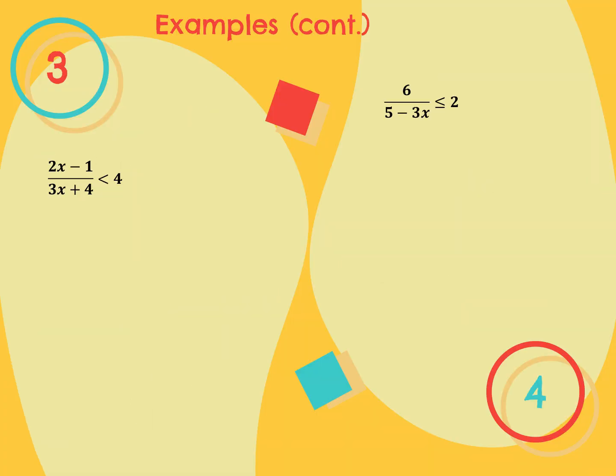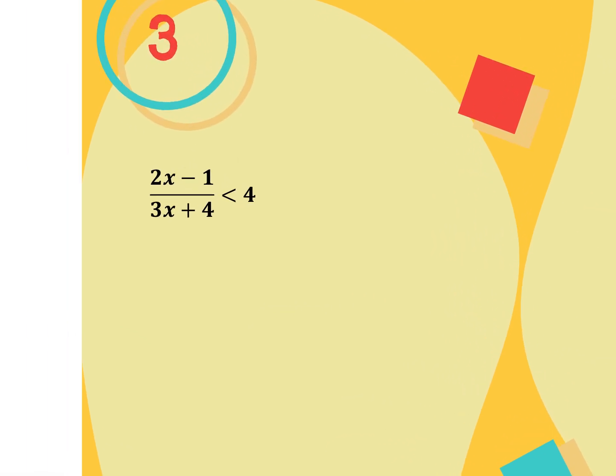All right, so we'll try the same thing over here. Once again, I want to get 0 on the other side of my inequality symbol. So I'm going to subtract 4 on both sides. And so I get (2x minus 1) over (3x plus 4) minus 4 is less than 0. And then I can write this 4 over 1.